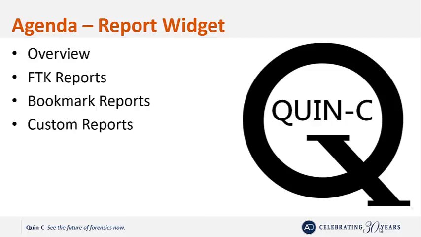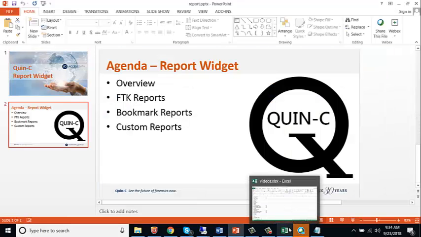This is basically the halfway point, in terms of complexity, in between the FTK reports and the custom reports. Bookmark reports are a pretty good way of getting information out of the grid and out of your case in a reasonably flexible way. But they are slightly more complex than the FTK reports. So let's go and look at them.